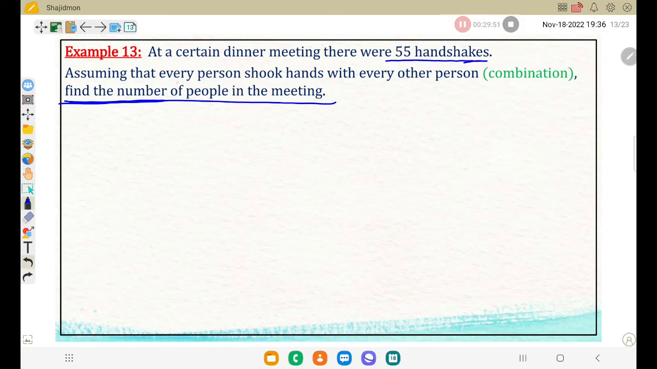Now shake hand means every person shook hand with the other person. That is the meaning of combination. Every person shook hand with another person. A combination is formed. Two-person combinations are formed.